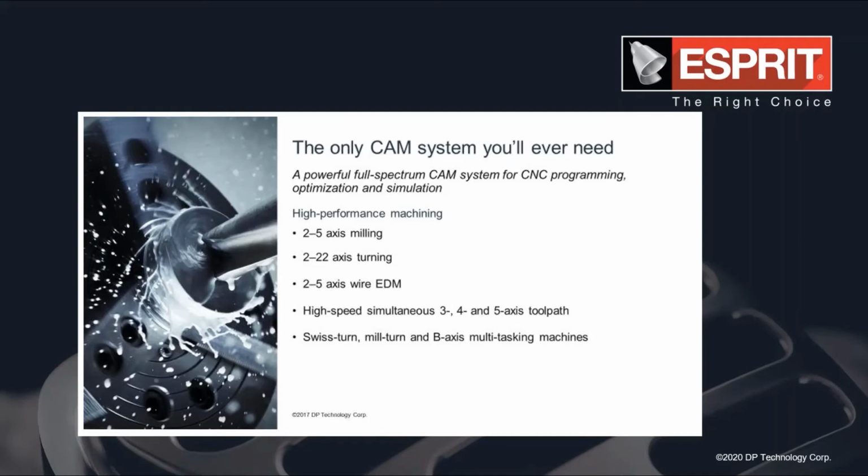ESPRIT CAM is a full-spectrum CAM system offering high-performance programming of 2 to 5 axis milling machines, 2 to 22 axis turning machines, 2 to 5 axis wire EDM, and high-speed simultaneous 3, 4 and 5 axis machines. Also, we support Swiss turn, mill turn and B-axis multitasking machines.